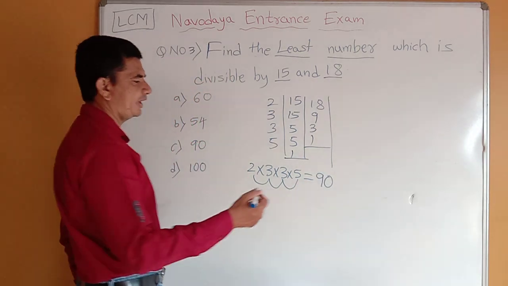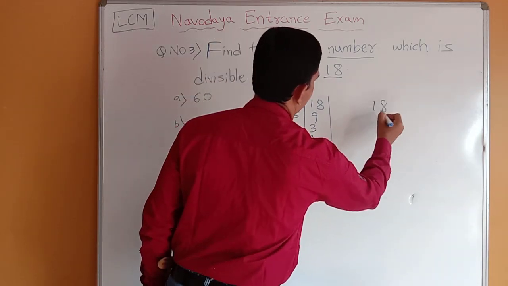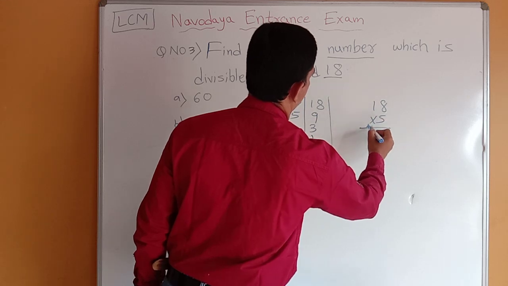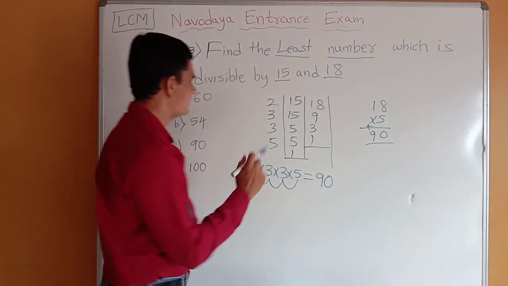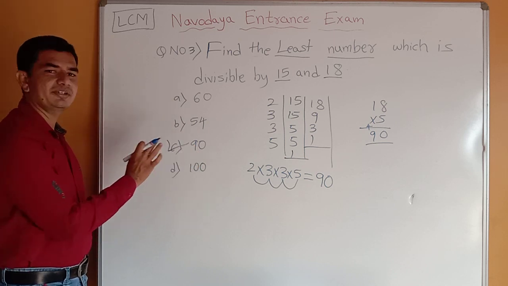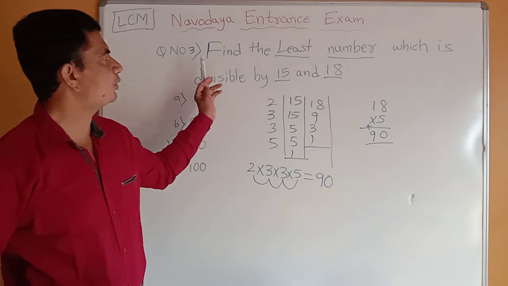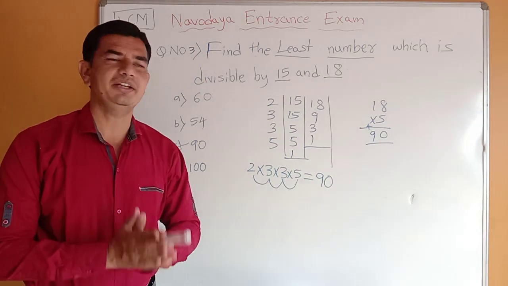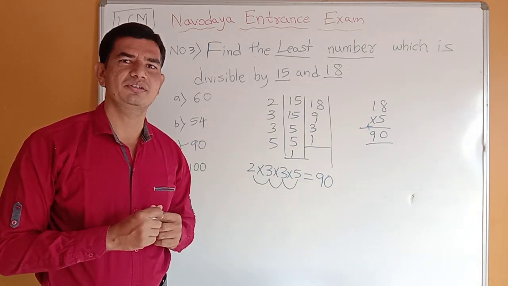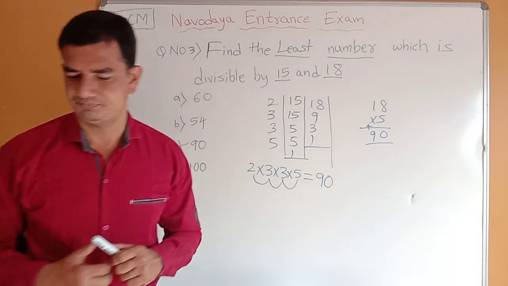If you don't know what I told you, you have to multiply. 2 3s are 6, 6 3s are 18. 18 into 5. 5 8s are 40. 5 1s are 5. 5 plus 4, 9. So 90 is the answer. So where is 90? Here. So the third option is the right answer. Like this we have to find. If they ask to find the least number, it means we have to find the LCM only. Don't confuse this. Okay, friends? Let's go for the next question.